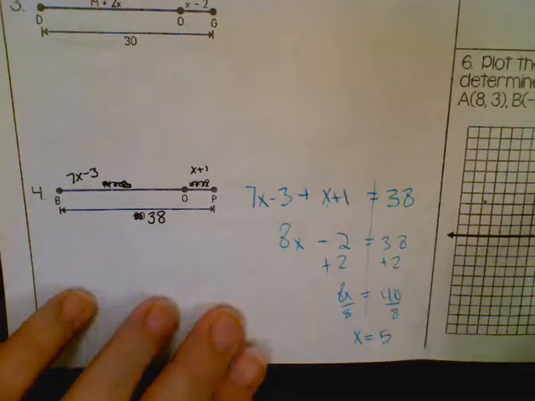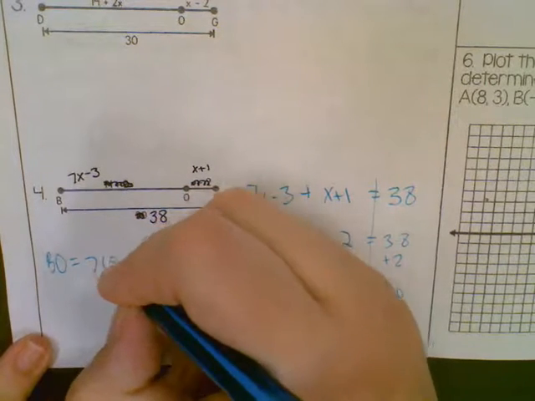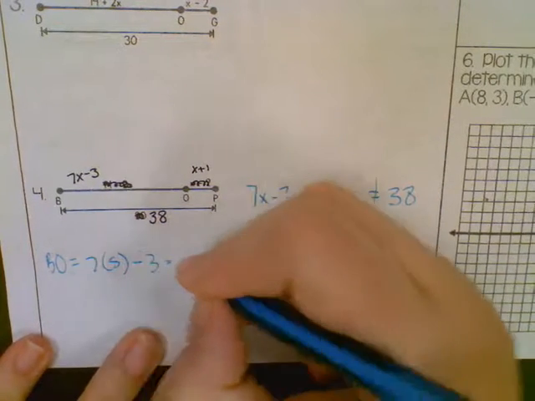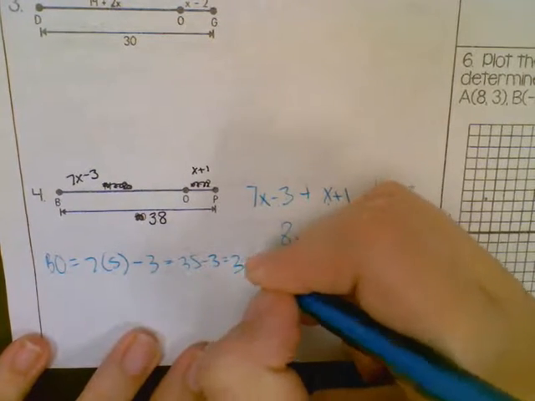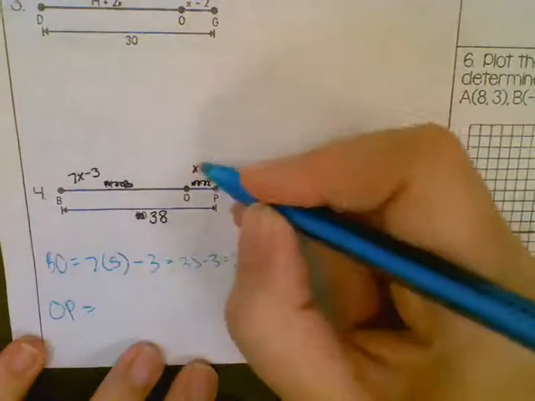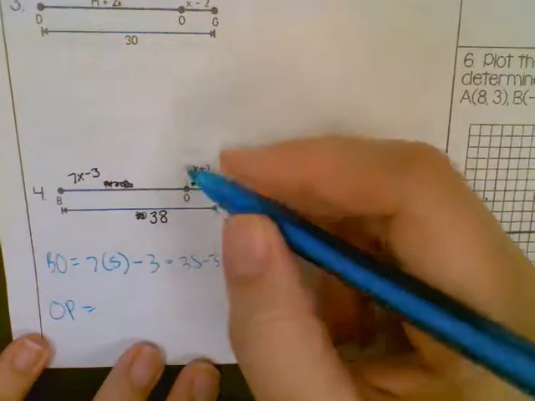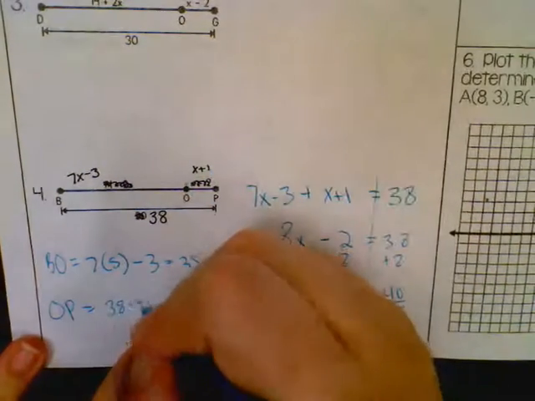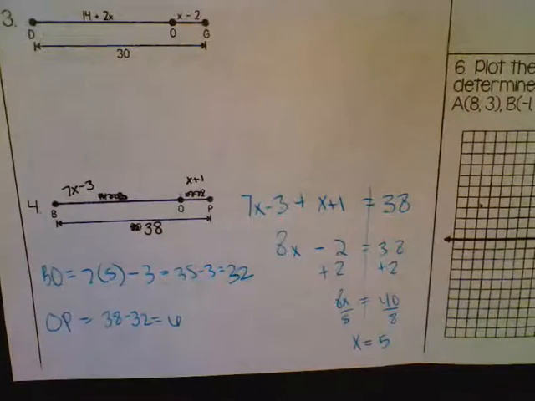So we can plug those back in. So BO was equal to 7x, so 7 times 5, minus 3. So 35 minus 3 is 32. So OP, we can plug in x there, so x plus 1 is 6. But remember, if the whole thing's 38 and this part is 32, 38 minus 32 has to be 6. 5 plus 1 is 6. Very good. So let's take a look at example number 5.